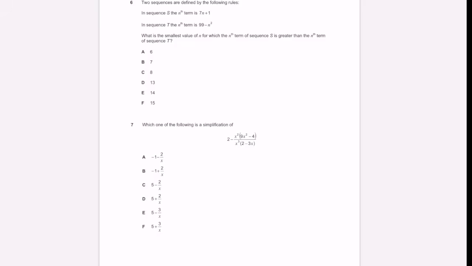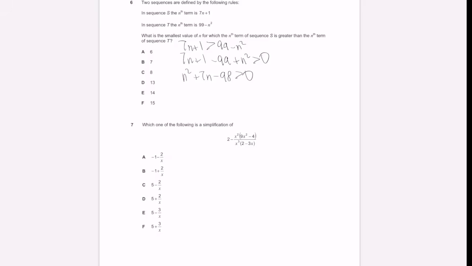Okay, so this here looks like a sequences problem, but in reality it seems to be just an inequality. Because if we read this carefully, we just see that 7n plus 1 just has to be greater than 99 take away n squared. Okay, so what does that mean in practice? Let's just tidy this up a little bit. 7n plus 1, take away 99, plus n squared has to be greater than 0. n squared plus 7n minus 98 has to be greater than 0.